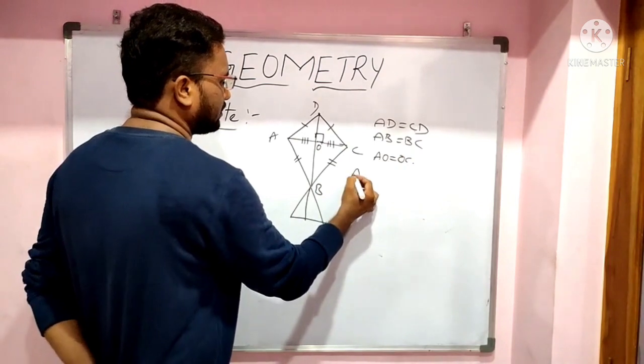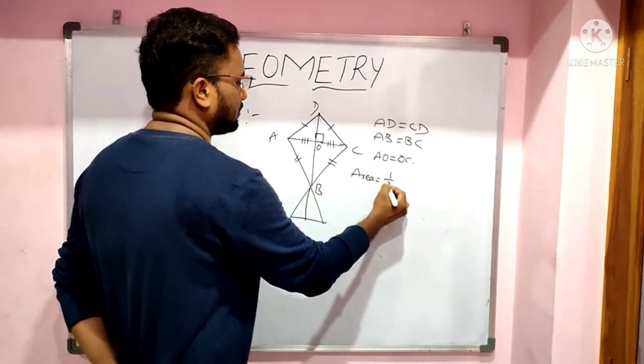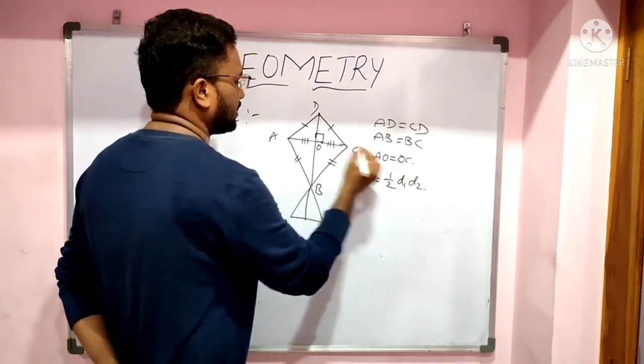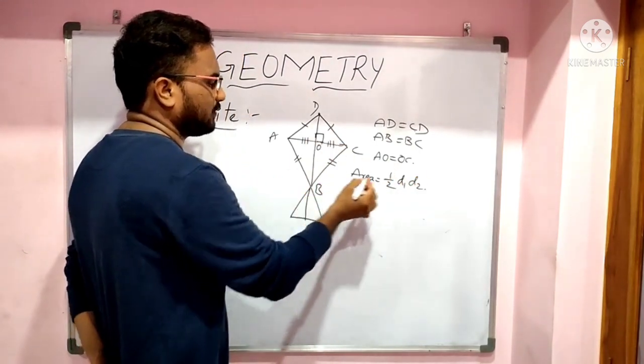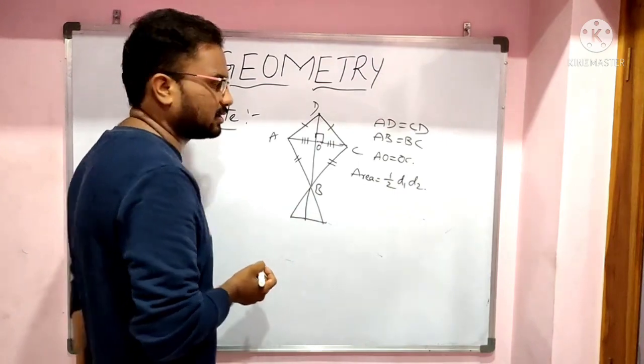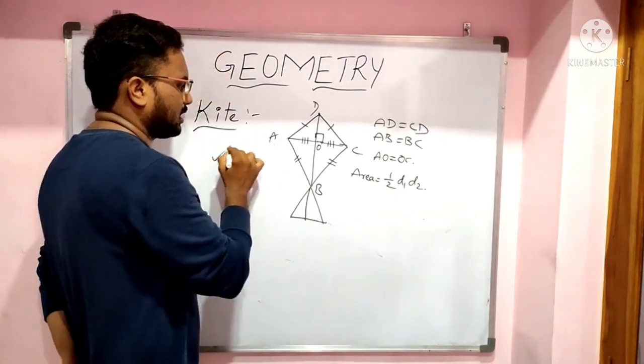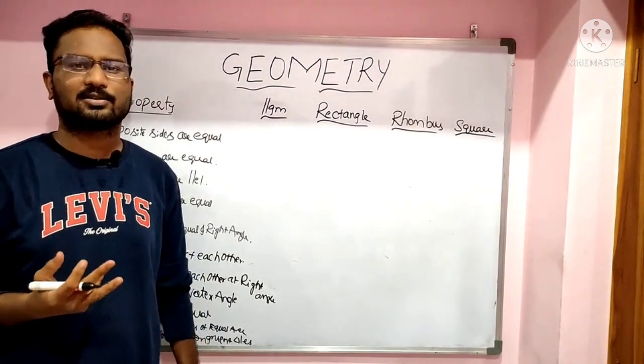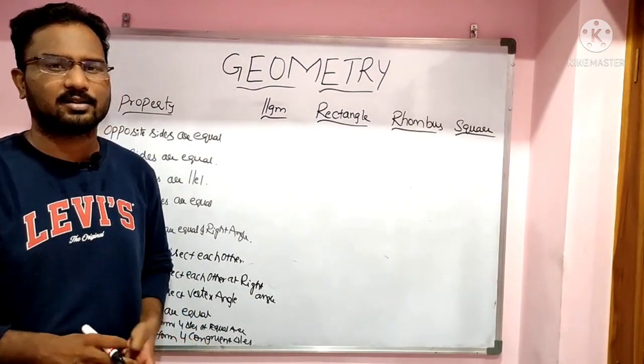So area of kite equals half into the product of diagonals. Let us say D1 and D2 are the diagonals. This is D1 and this is D2. Half into D1 into D2. So this is the kite. Let us summarize all the properties we have discussed so far in a table.